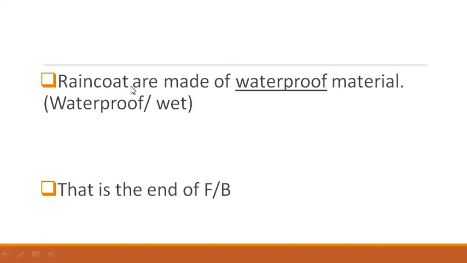Correct? So obviously when you wear the raincoat, what happens? It prevents your clothes from being wet. So it doesn't allow the rain to get inside the clothes you are wearing. You wear raincoats over the clothes you are already wearing to prevent yourself from getting wet. Okay, so it is waterproof, so it doesn't allow the water to penetrate that material, right? Okay, so with this, that is the end of the fill in the blanks of lesson number 3.